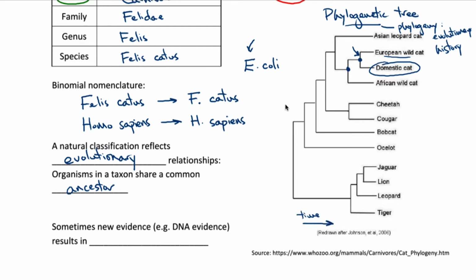So ideally, we would like our classification system, domain, kingdom, phylum, class, etc., to match the phylogenetic history of the organism, and we would call that a natural classification system. Sometimes new evidence comes to light, and recently that's especially DNA evidence, that results in reclassification. In other words, needing to move an organism from one taxon to another because new evidence shows that the old hypotheses about relationships were incorrect. And in fact, the creation of the domain archaea that I mentioned at the start of the lesson is an example of this kind of reclassification. So that's a look at classification of biodiversity and binomial nomenclature.